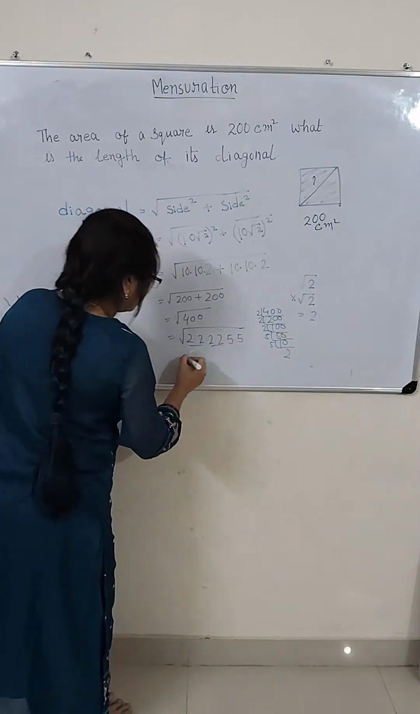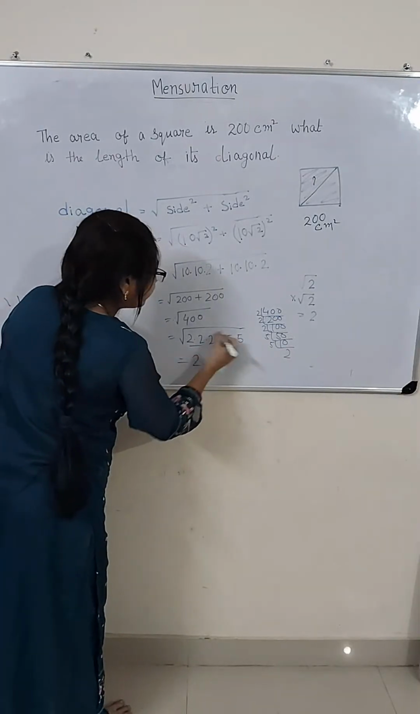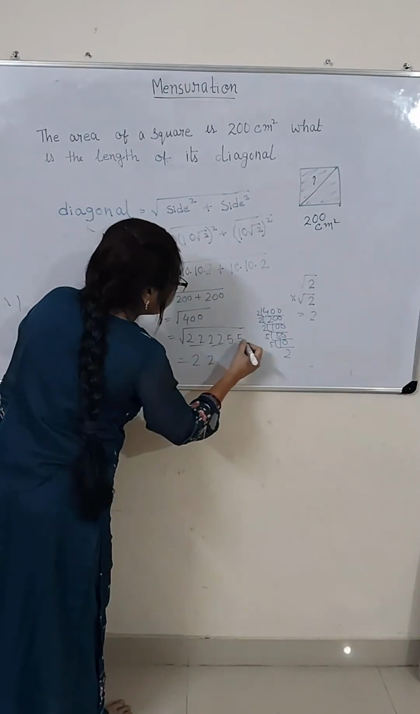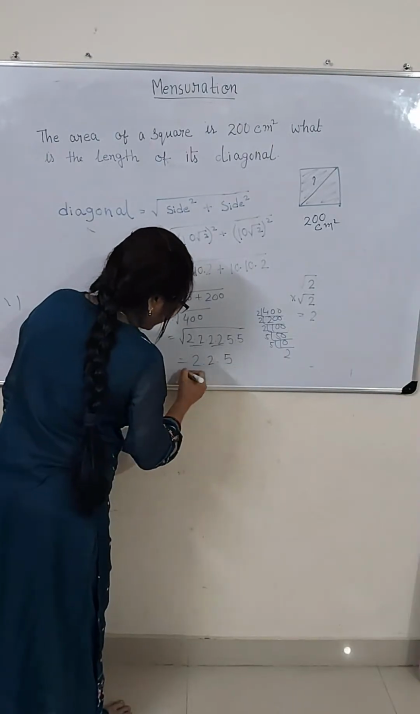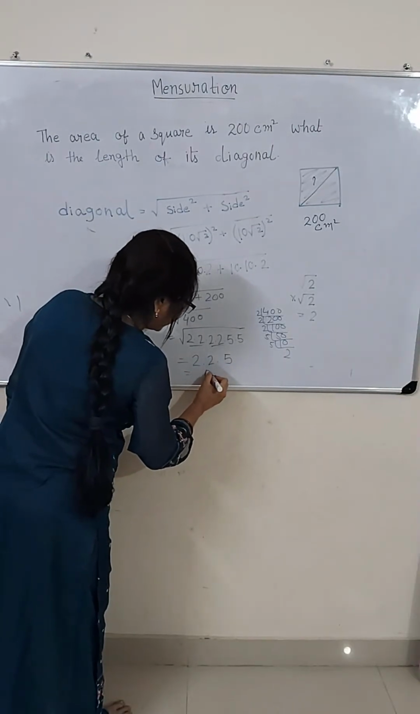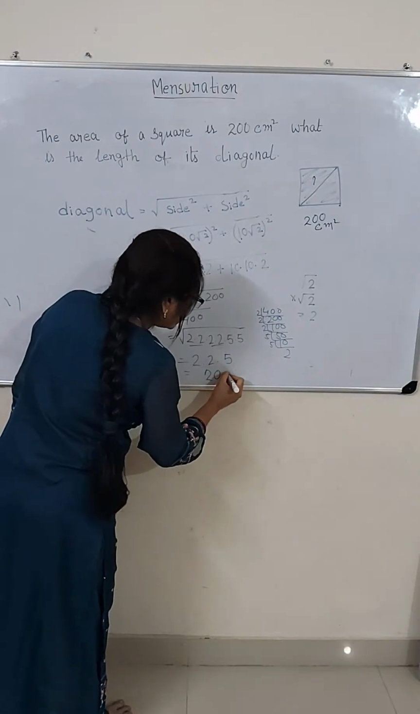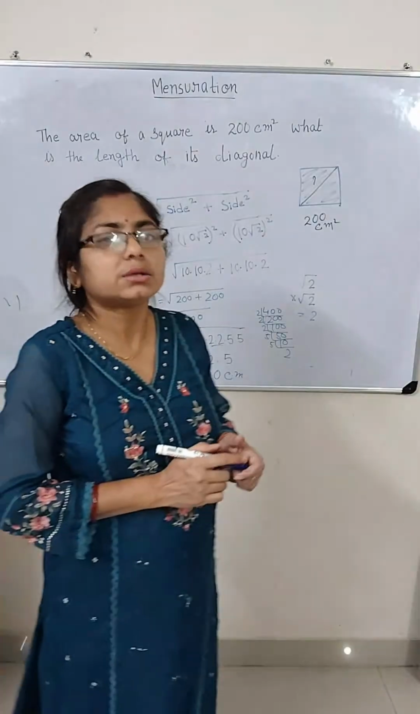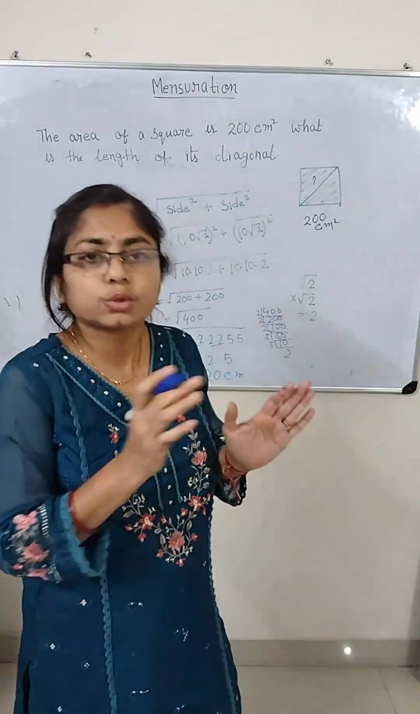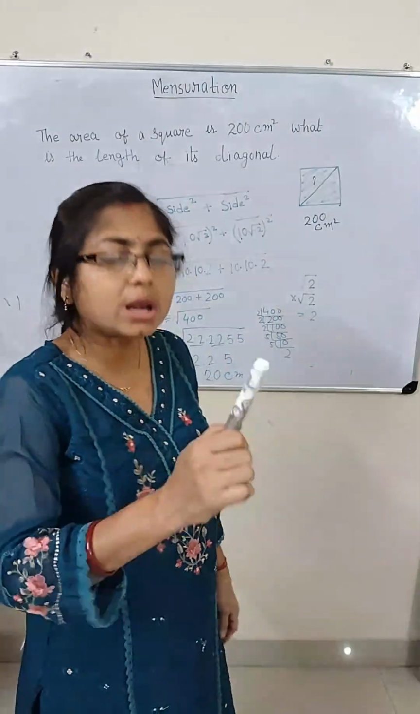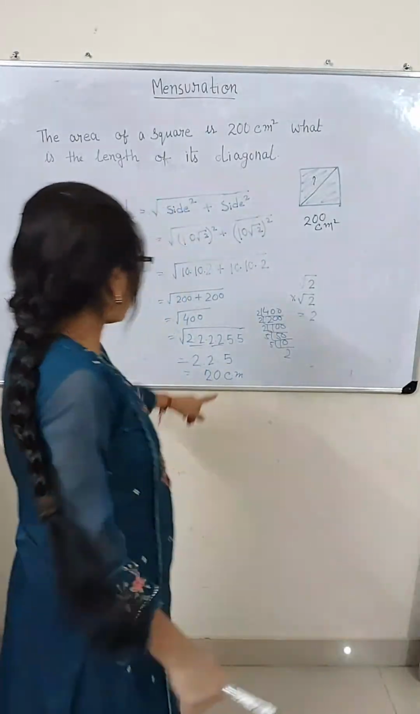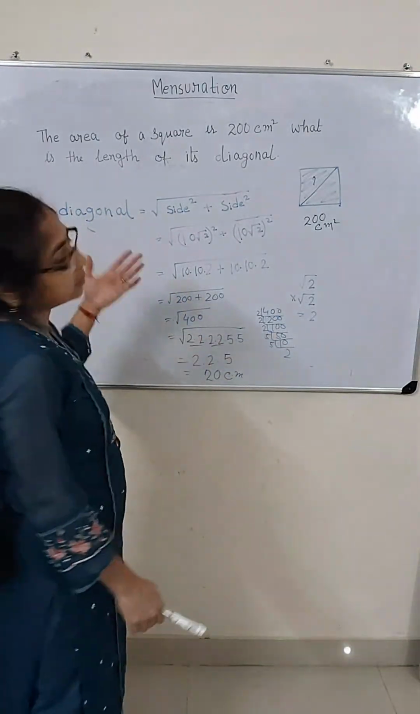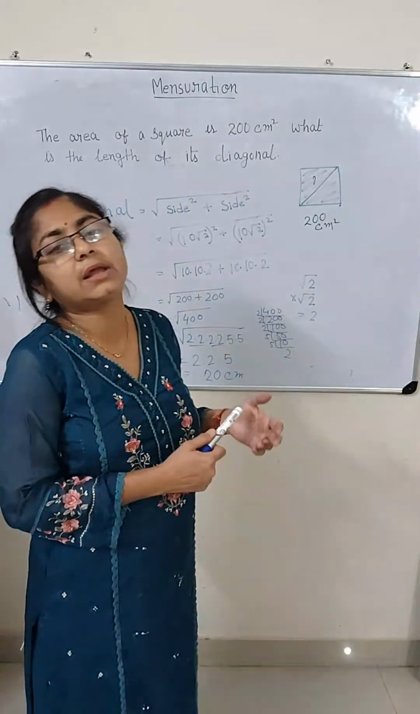Taking the root of 400: 2 2, 2 2, so you take 2. For the next 2 you take 2. For 5 5 you take 5. So the answer is 20 centimeter. Diagonal is a side, so you don't use square. You use only centimeter. Okay, I write 20 centimeter. Please complete the maths.